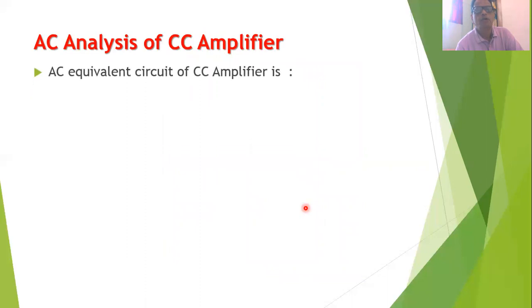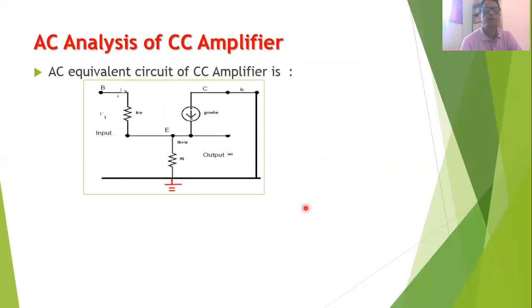Now we will go for the AC analysis of the CC amplifier. This is the AC equivalent circuit for the common collector amplifier. You will find that this is the base terminal, this is the collector terminal, and this is the emitter terminal of the transistor. While considering the AC analysis, we reduce all DC voltages and all other components that do not play an important role in the AC analysis. Here between base and emitter, the resistance is HI, this base current is IB, and the input voltage is applied between base and ground.